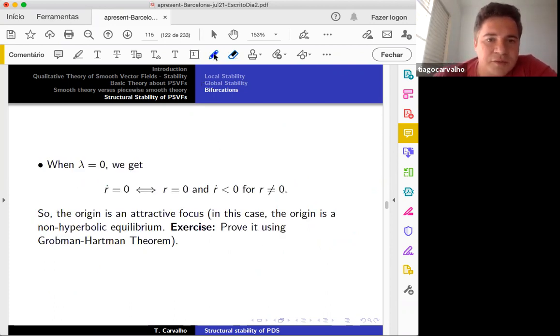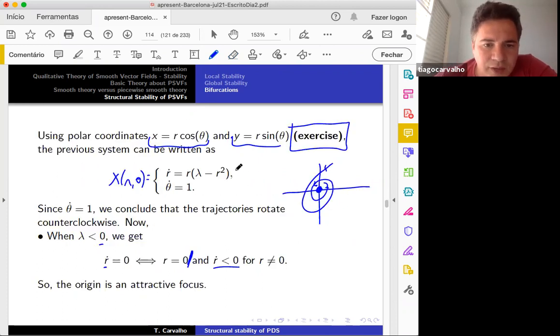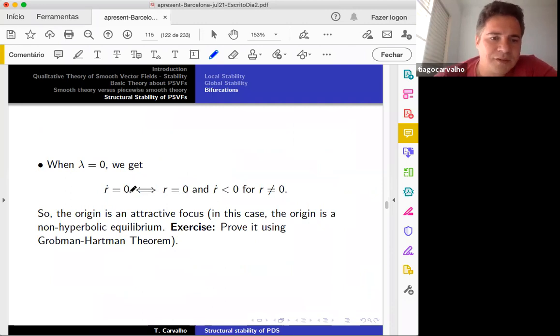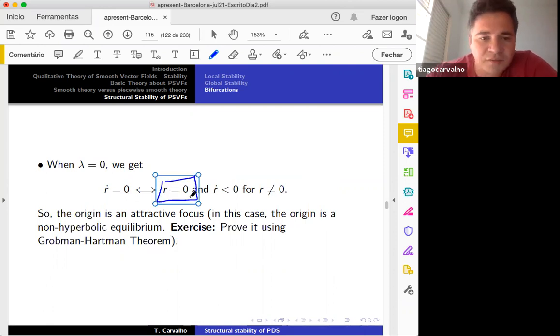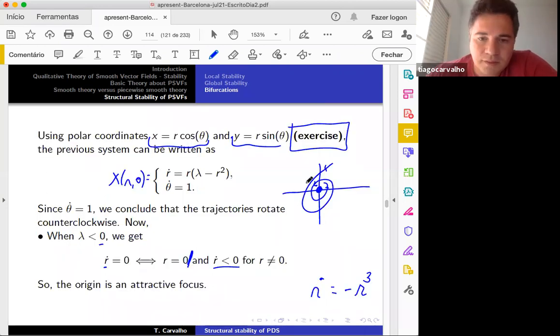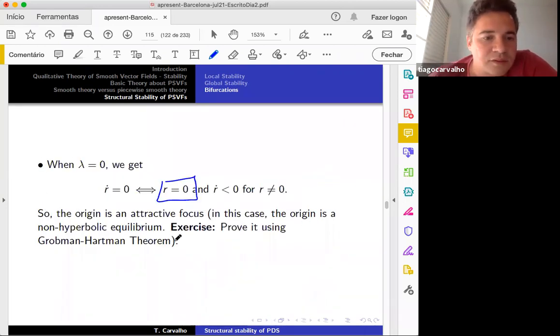For lambda equal to zero, here we have r dot equal to minus r cubed, okay? So again, the zero of the variation of r happens just, and only just, when r is zero. Okay, and the same behavior happens here. But in this case, the origin is not a hyperbolic equilibrium. This is what we call a weak focus, okay?